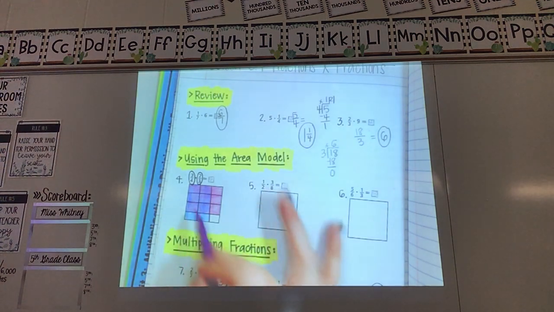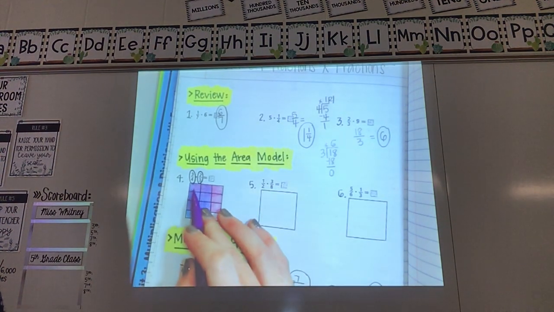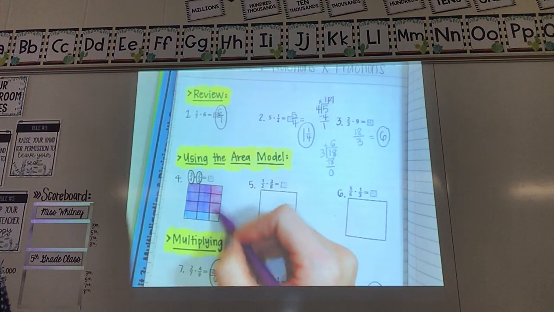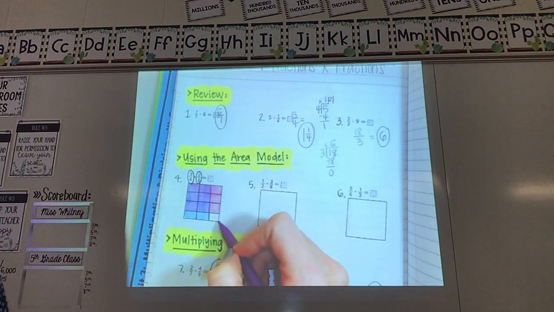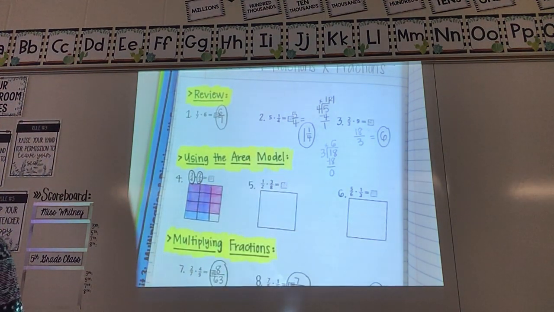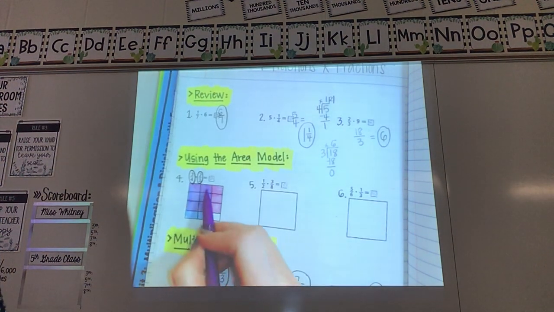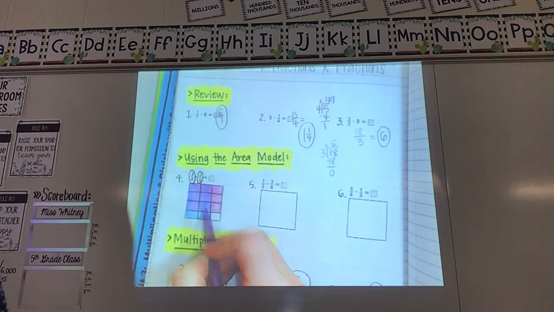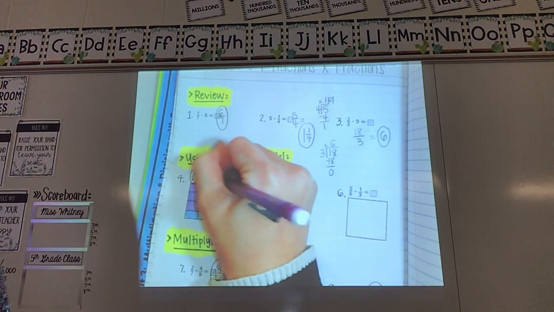Now you should be able to tell. There are some boxes that have both colors, like this one has pink and blue. This one has pink and blue. These, though, only have pink. These only have blue, and this one doesn't have anything. To get the top number for my answer, I count which boxes have both colors. I'm looking for which boxes have both colors in them. 1, 2, 3, 4, 5, 6 boxes that have pink and blue. So my top number is a 6.